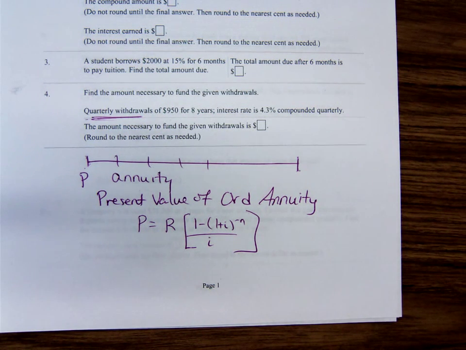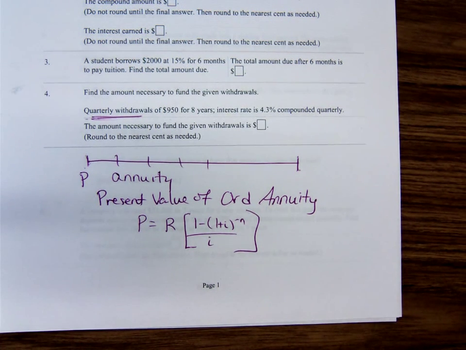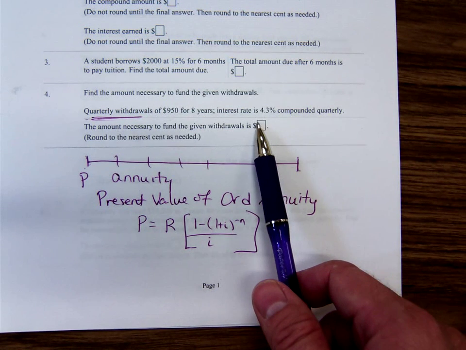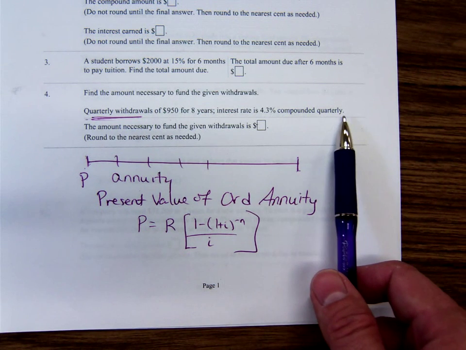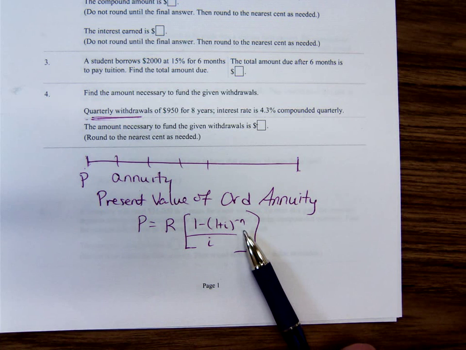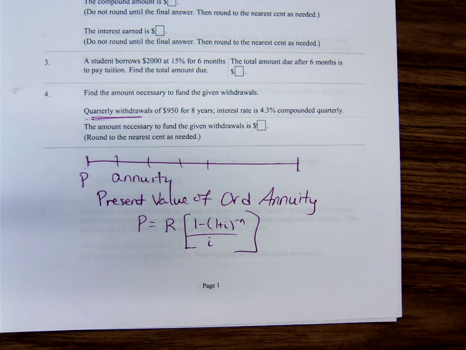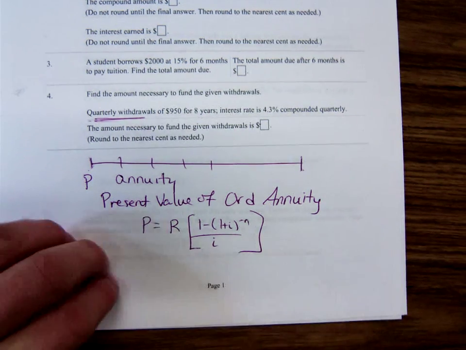And hopefully at this point you know how to calculate lowercase i. That's the interest rate per period. And n is the total number of periods. So you divide to get i, 0.043 over 4, and you multiply to get n. Quarterly, 8 years. There are 4 quarters in a year times 8 years, 32 periods. And all of these you should have already done problems like before you ever get to this point.